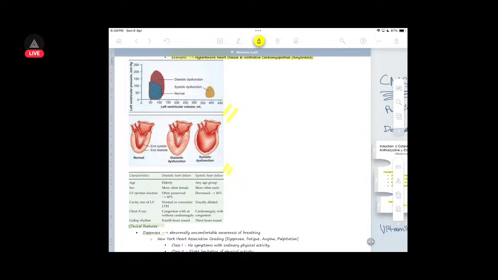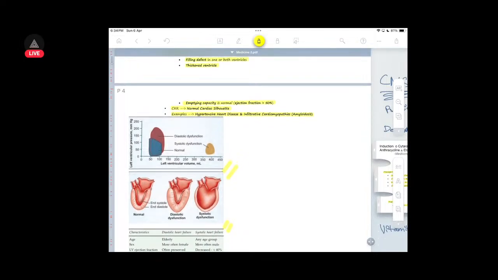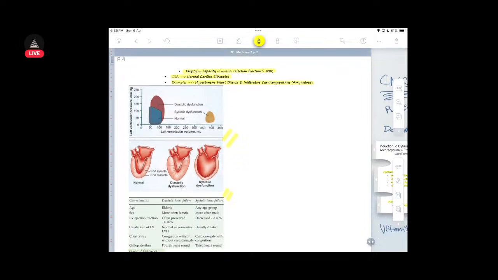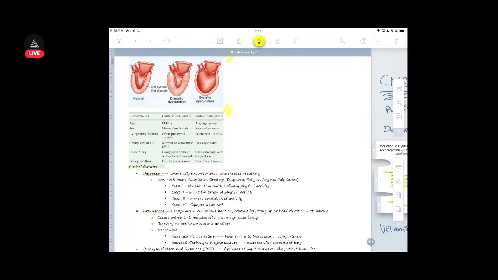Yeah, percentage is less. Okay. In systolic failure, left ventricular pressure is more and left ventricular volume is less; in diastolic, left ventricular volume is more and left ventricular pressure is less. Diastolic heart failure is more common in the elderly and in females.